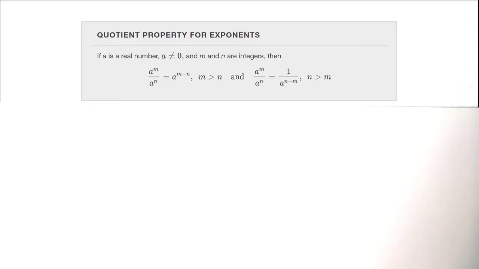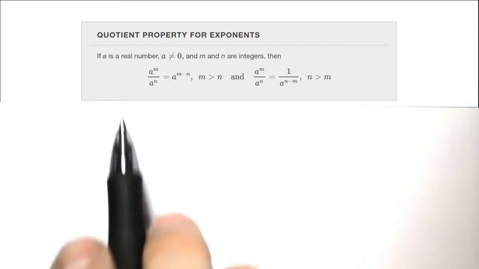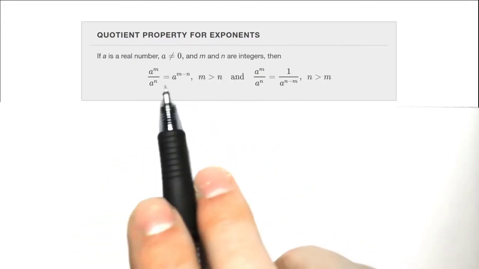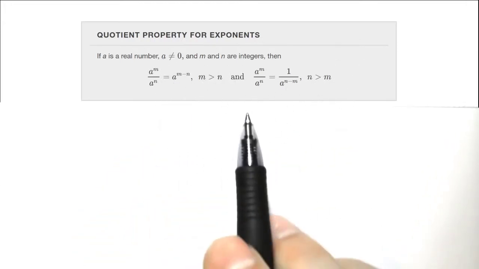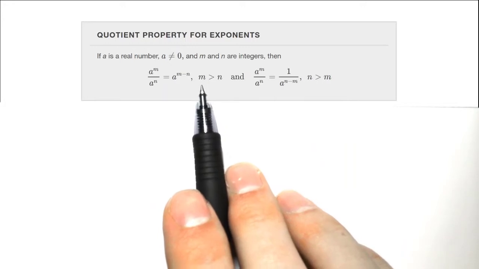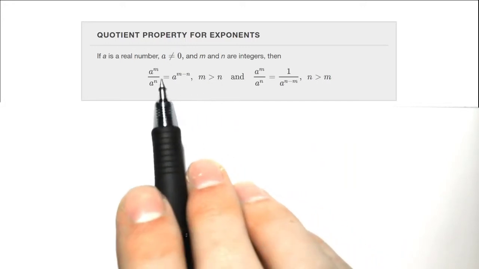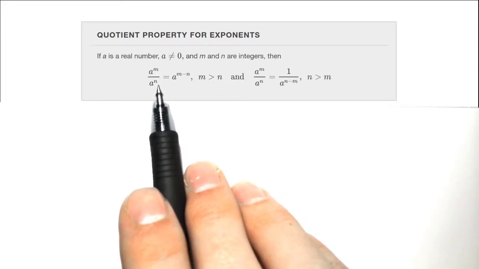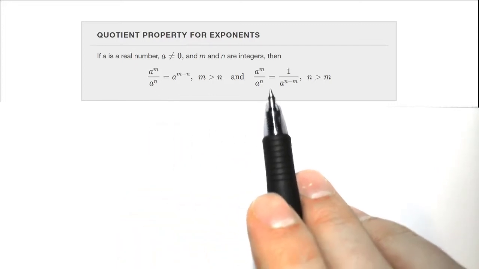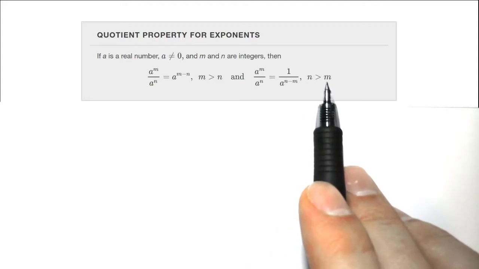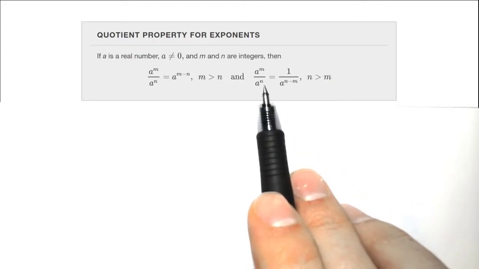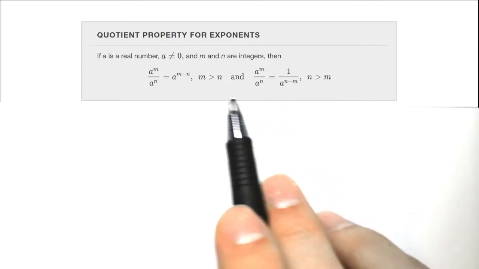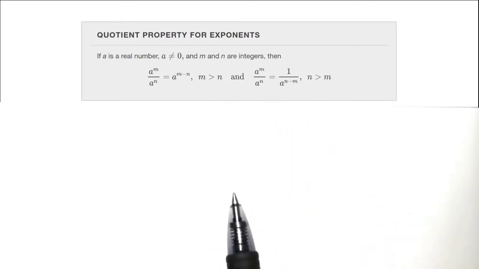The next property is the quotient property for exponents. It says that if a is a non-zero real number, and m and n are integers, then we have these two properties. What's important to note is that in the first one, m is greater than n: the numerator exponent is bigger than the denominator exponent. In the second, n is greater than m: the denominator exponent is bigger than the numerator exponent. Those are the two cases we have to keep track of.